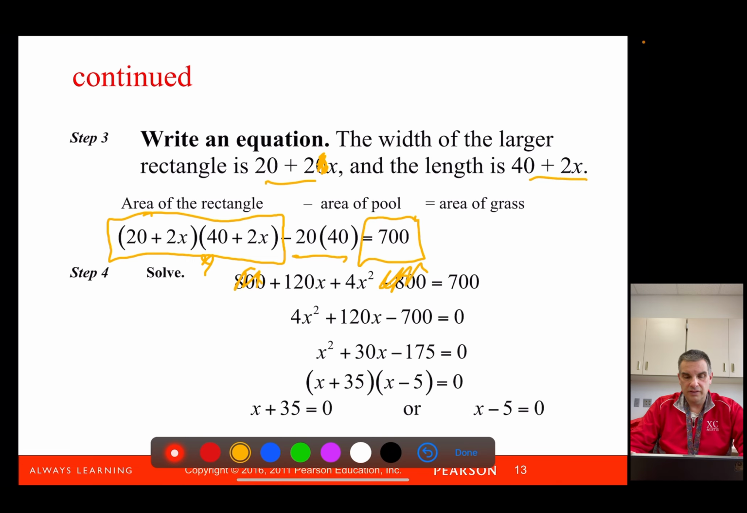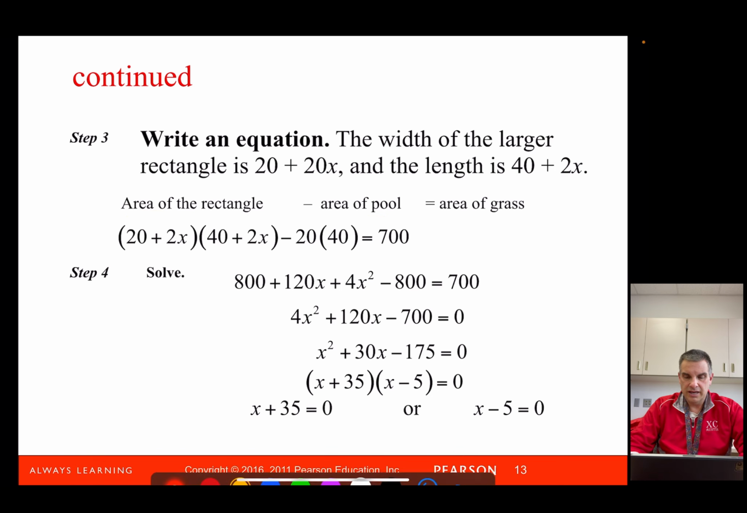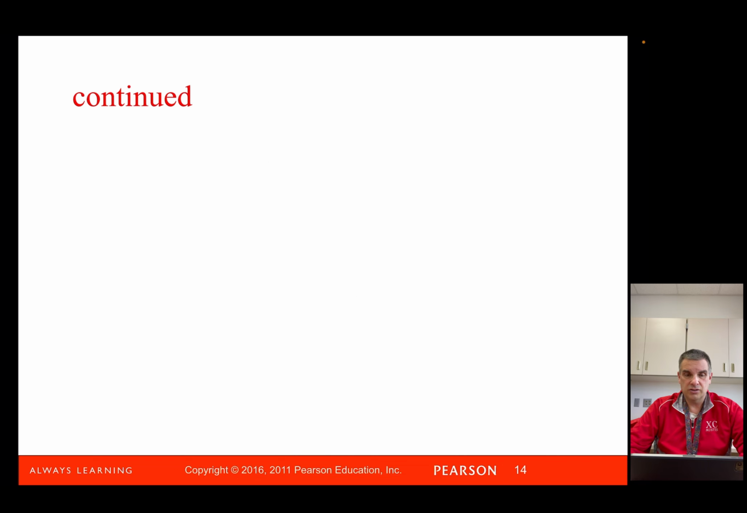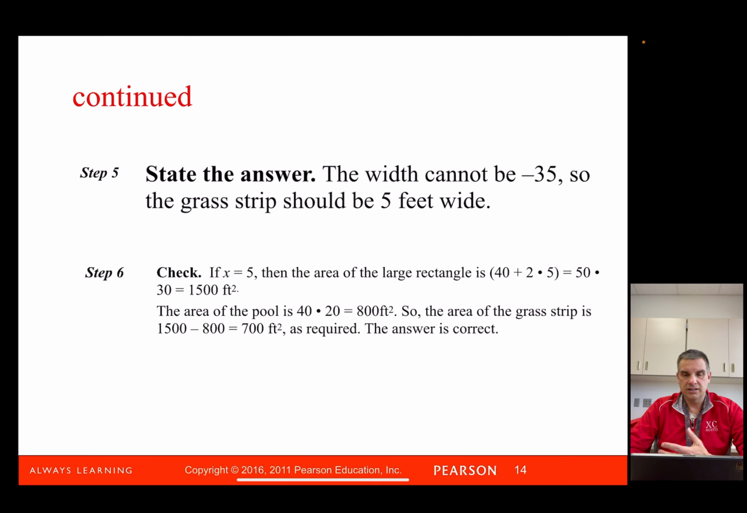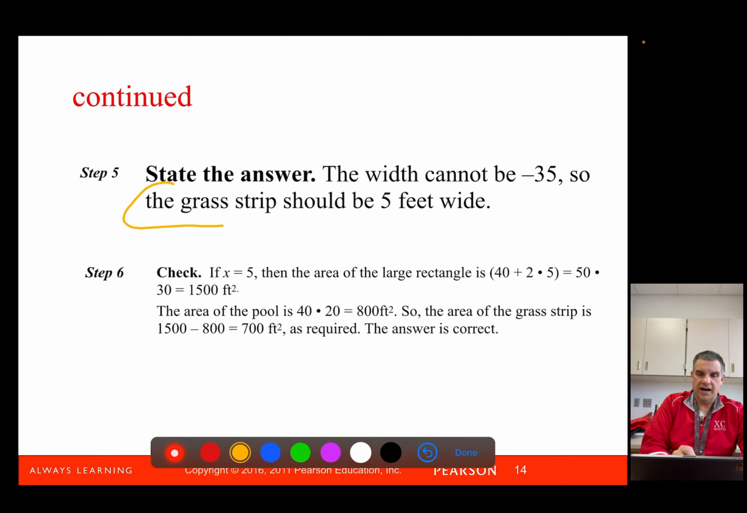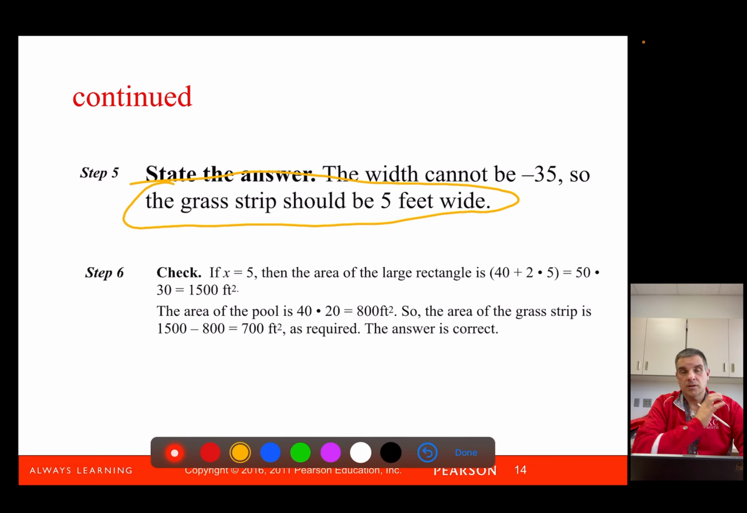So then we solve this. So x can either be negative 35 or x can be 5. It doesn't make sense for it to be negative 35, so the width of our strip then is going to be 5 feet wide. Okay. So that's an applied problem with area.